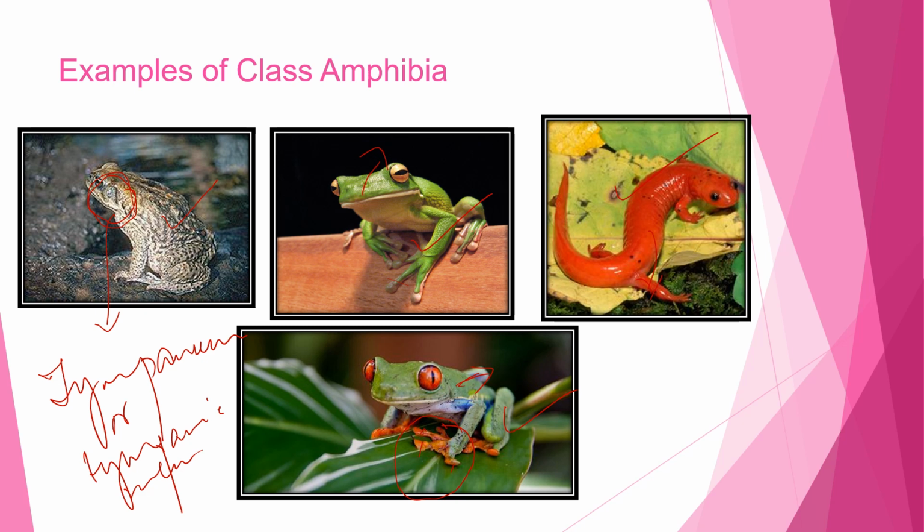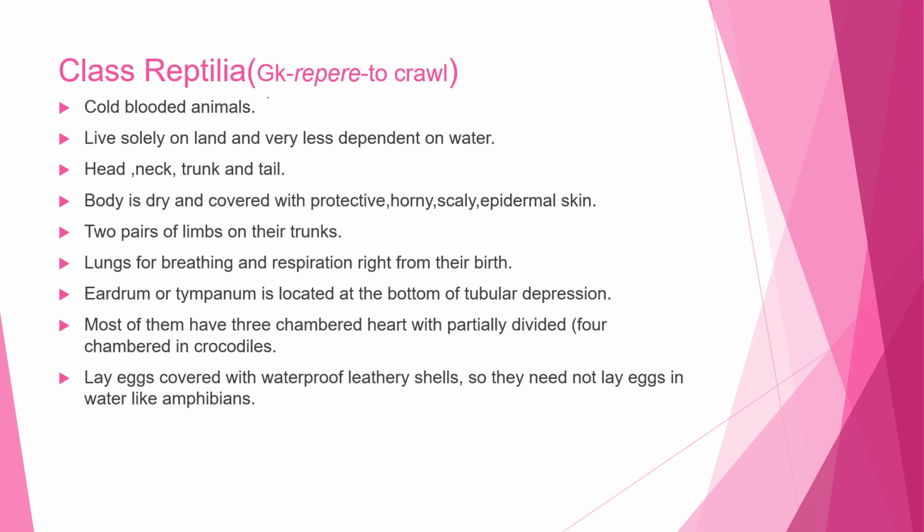Now let us move on to the next one, that is class Reptilia. The name is a Greek term coming from repere, that is, to crawl. So what are the main characteristics of this class? They are cold-blooded animals. They live solely on land and are very less dependent on water. So they move very little to water. They mainly live on land.